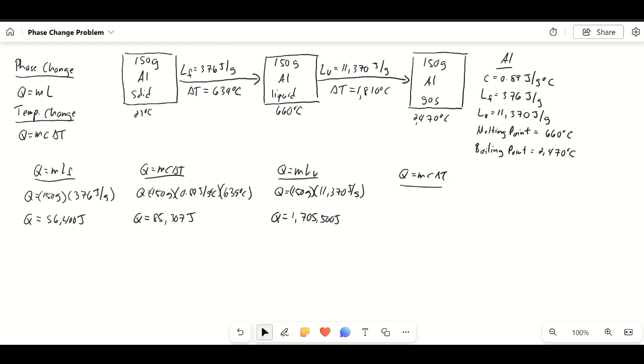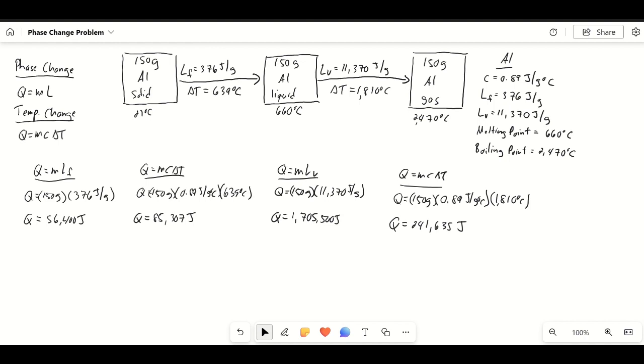And then the last part, Q equals MC delta T for our final temperature change, right? We change over 1,800 degrees. So Q equals 150 grams, and our specific heat capacity again, and our change in temperature, 1,810 degrees Celsius. We multiply all those together. This gives us 241,635 joules.